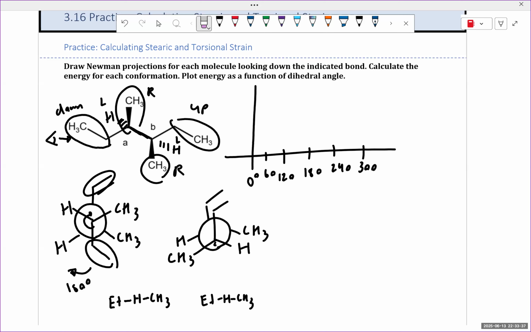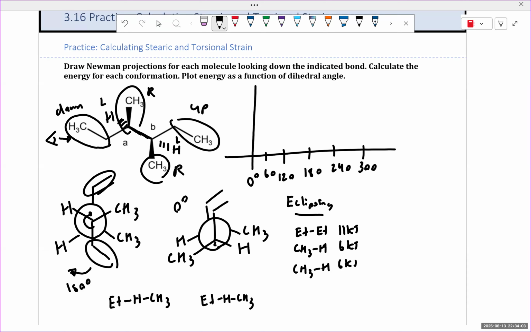Okay, now let's take a look at the interactions. These are eclipsing interactions. This is going to be our 0-degree Newman projection. So in terms of eclipsing interactions, we have an ethyl-ethyl eclipsing, which is about 11 kilojoules. We have a methyl-hydrogen eclipsing, which is 6 kilojoules, and another methyl-hydrogen eclipsing, which is 6 kilojoules.